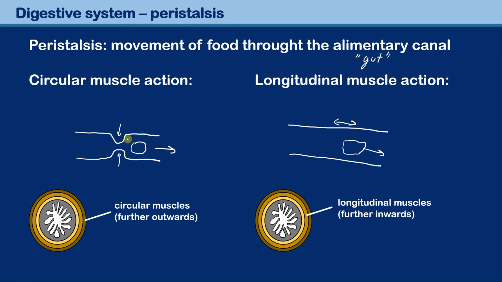So, circular muscle action to prevent the movement of the food backwards, longitudinal muscle action to move the food forward, but actually both of them cooperate to move the food forward.